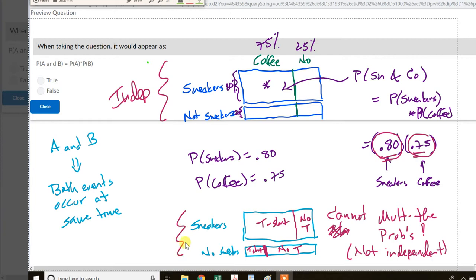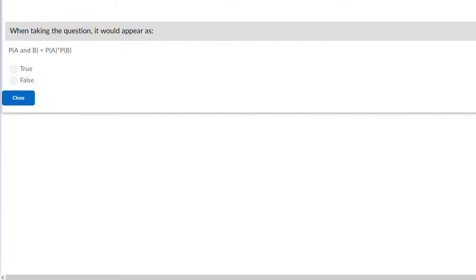These guys are not independent. If they're not independent, you can't multiply the probabilities, okay? Cool. All right, let's go on.